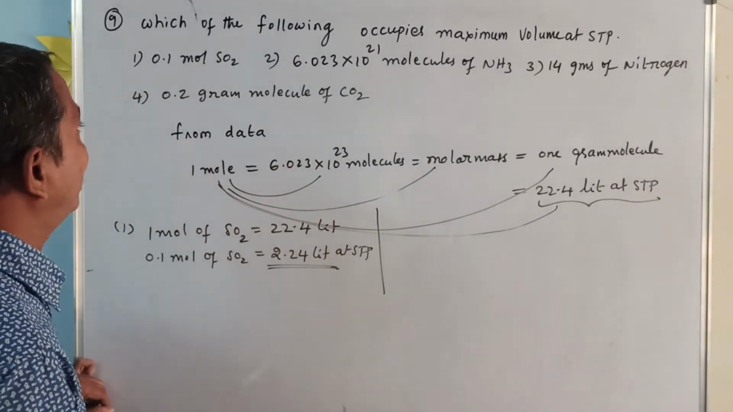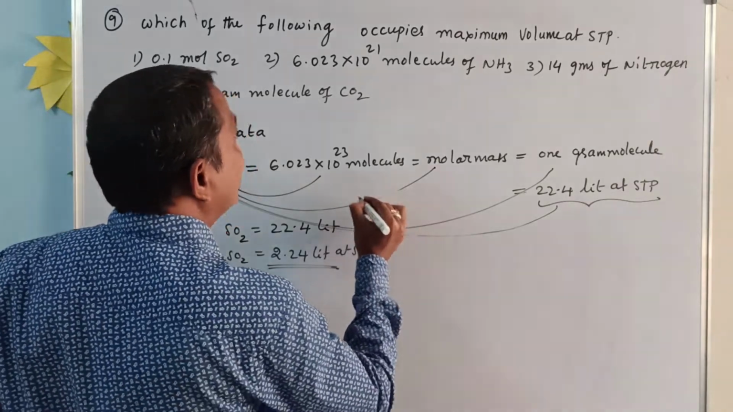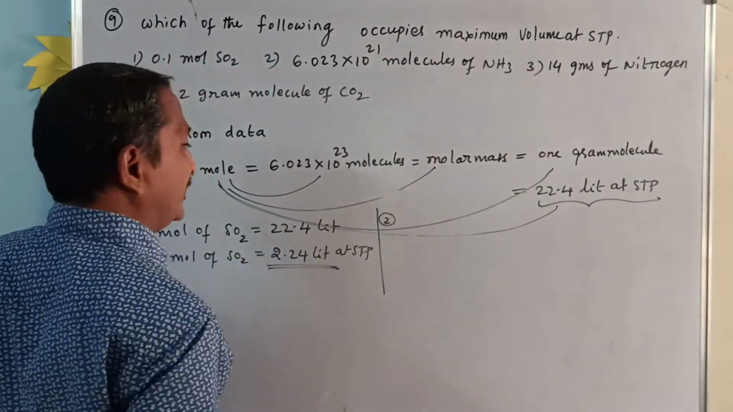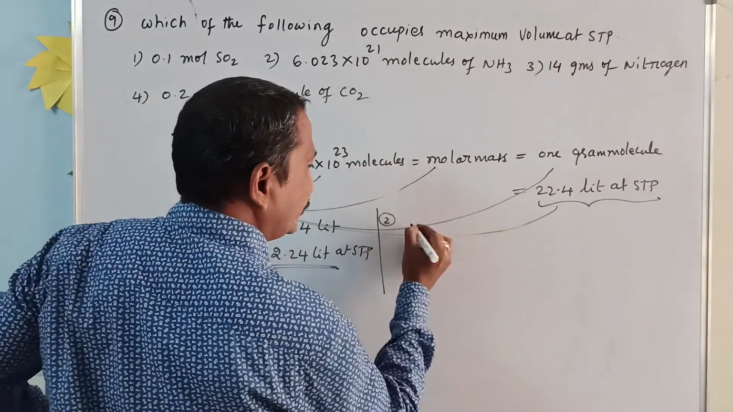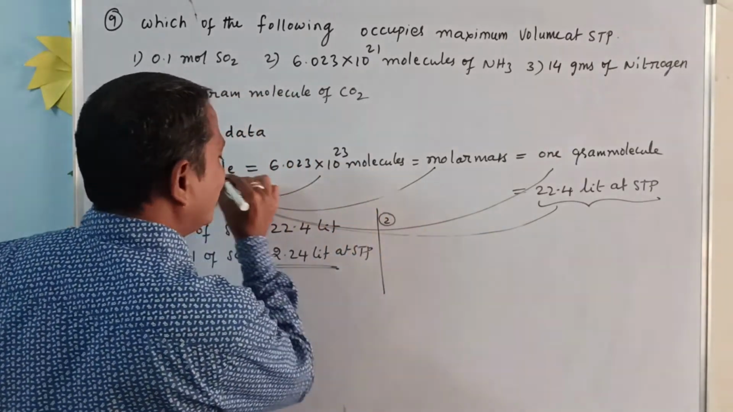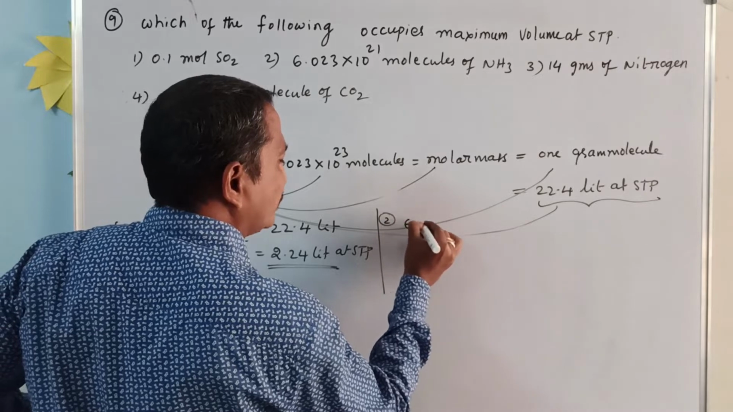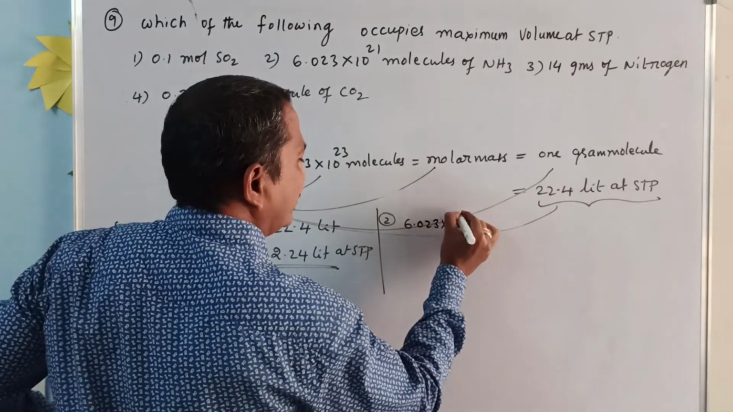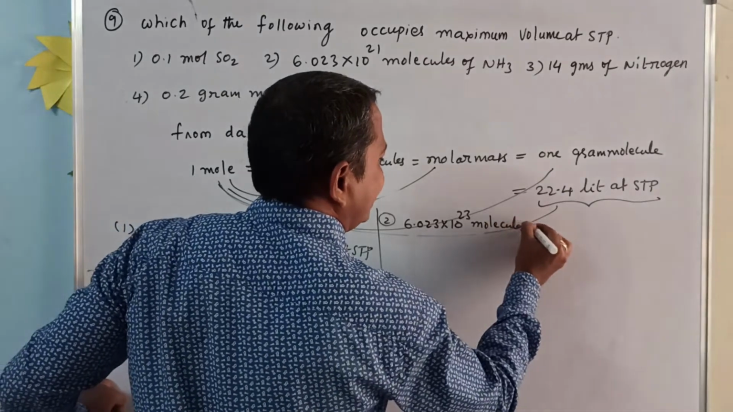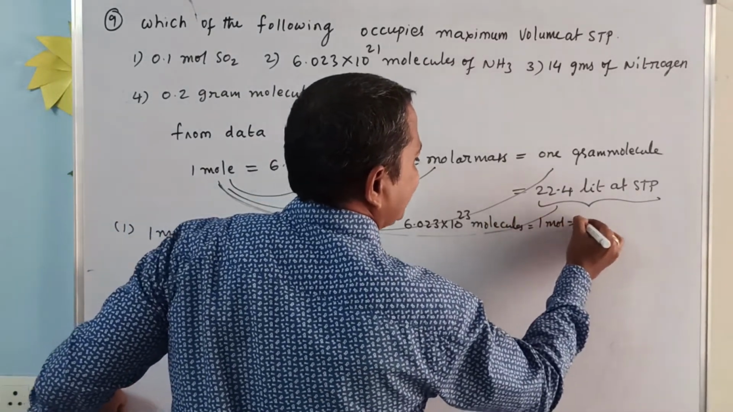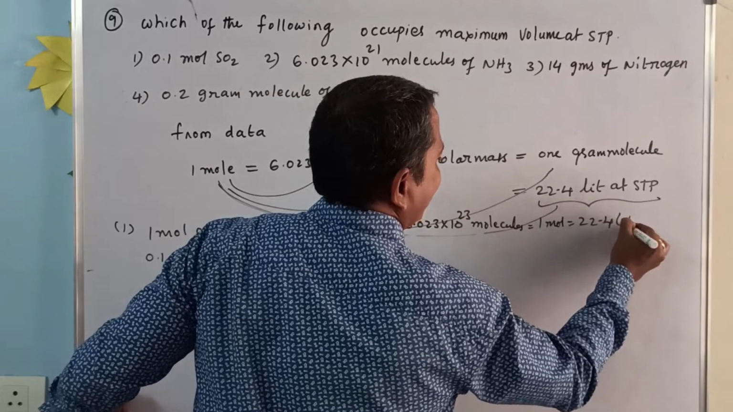See, second one. 6.023 × 10^21. What do we know? 6.023 × 10^23 molecules is equal to 1 mole. We know that is equal to 22.4 liters.